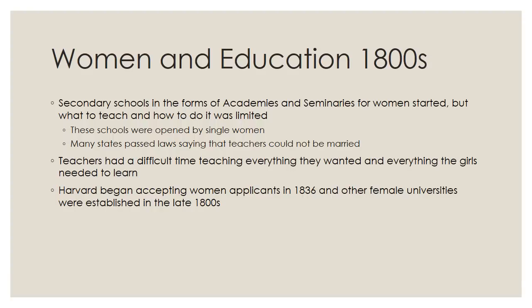Teachers had a really hard time catching up with what needed to be taught to girls because girls were so far behind in regards to education in general. Harvard actually started accepting women. This is the first university to start accepting women, in 1836. Female universities started to be established in the late 1800s. Schools like Vassar were created in the late 1800s that gave women access to a higher education and into degrees.